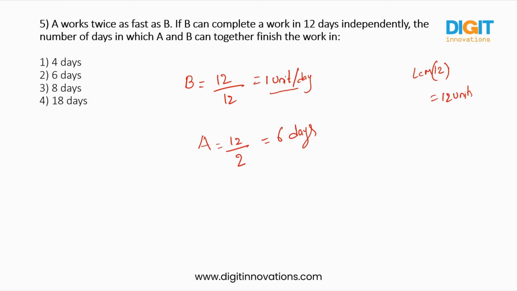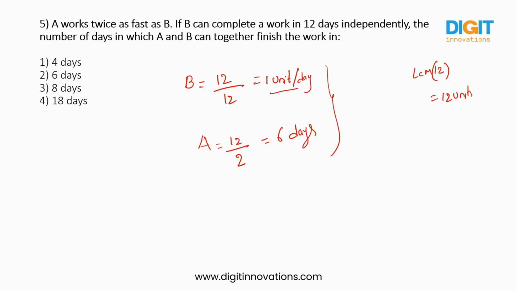Okay. By the question itself, rather than calculating all this, we can say if B completes in 12 days, A is twice as strong as him. That means he will take only 6 days. Okay, he will take 6 days of work.